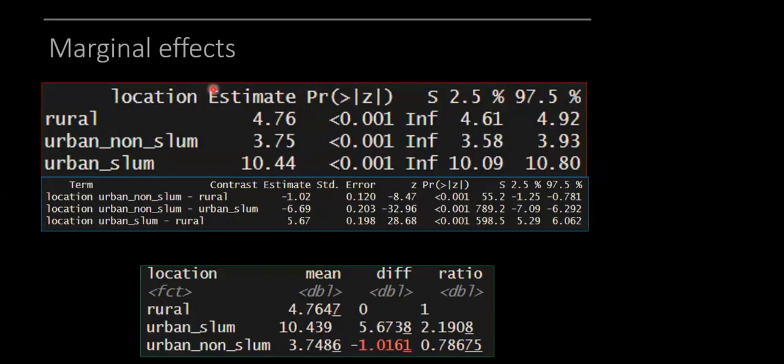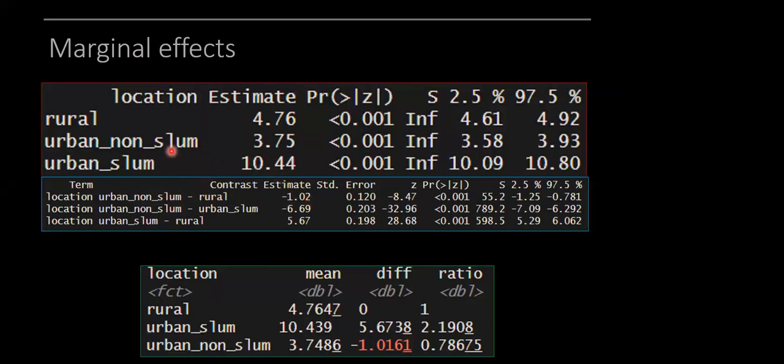And then again, we can use marginal effects if we want to shift back to a different scale rather than a ratio scale. So we can use the marginal effects on the model. We can get the expected number of stockouts in the different locations, and we can get the differences between them. So again, for example, here we've got non-slum facilities minus rural facilities, we've got -1.